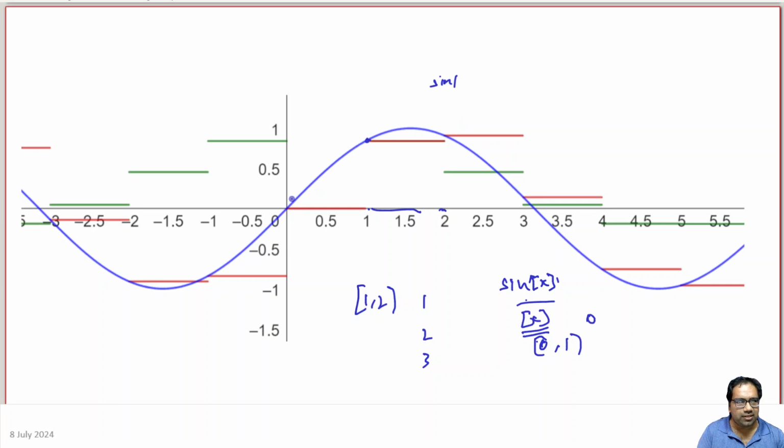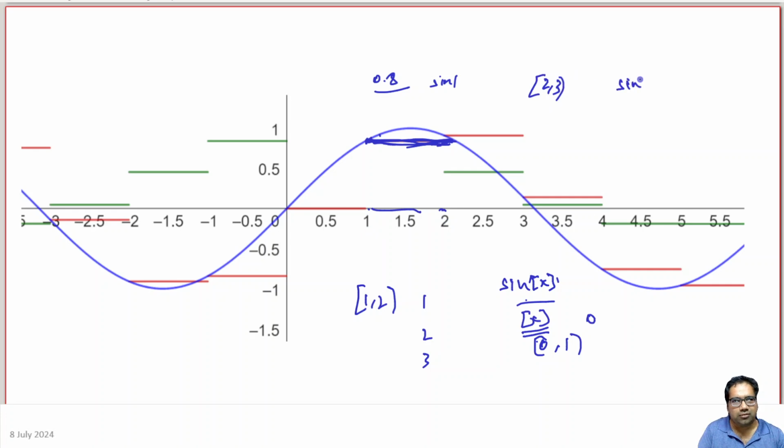So this is our regular sine graph, the blue one. Sine 1 is this point, roughly 0.8. So between 1 to 2, this is sine 1. The numerator is this line, which is roughly 0.8. What is our denominator? Again, the denominator is 1. So 0.8 by 1. So the graph is actually this line between 1 and 2. What happens between 2 and 3? We are talking about 2 and 3.